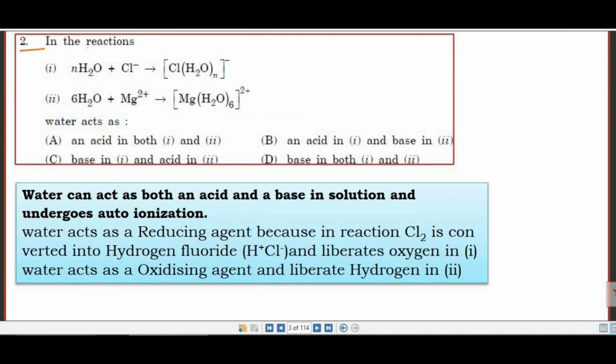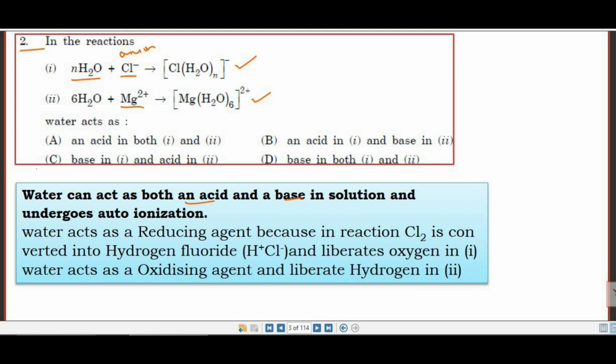Question number 2. In the reaction, water reacts with Cl minus, an anion, to give an anionic complex. Water reacts with a cation, Mg2 plus, to give a cationic complex. So here what will be the option? Water acts as an acid in both 1 and 2. Acid in 1, base in 2. Base in 1, acid in 2. Both base in 1 and 2. Here, water can act as both acid and base.